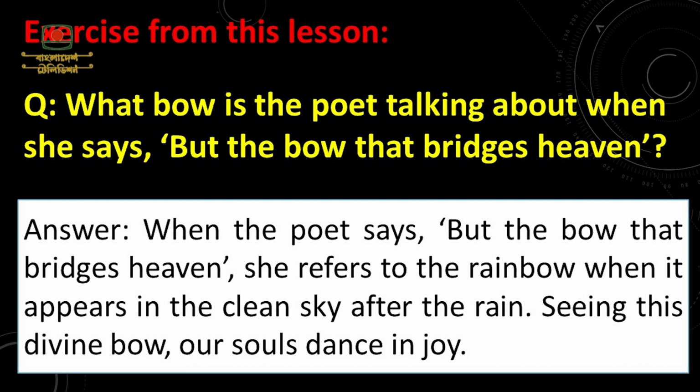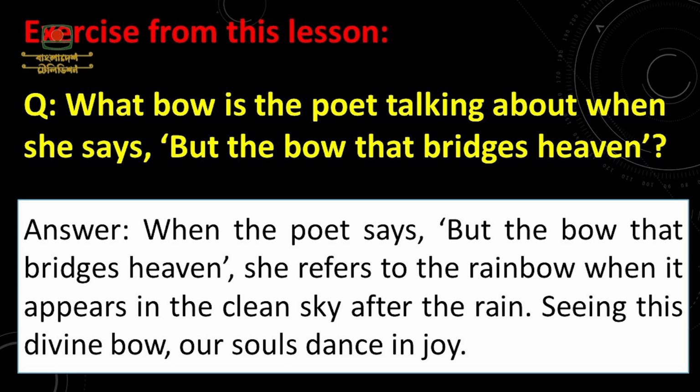When the poet says, but the bow that bridges heaven, she refers to the rainbow when it appears in the clean sky after the rain. Here the poetess means the rainbow as bow, which we can see in the clean sky after the rain. And seeing this divine bow, our souls dance in joy.